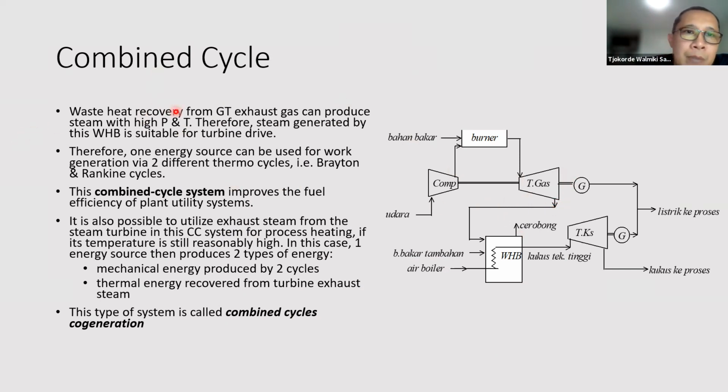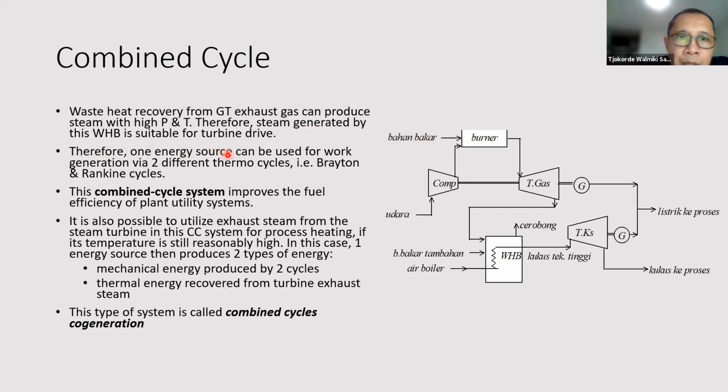Okay, so waste heat recovery from GT exhaust gas can produce steam. Again, GT will produce hot exhaust gas that in most cases is worthwhile to be used for steam boilers. Okay, so the steam generated by this waste heat boiler is generally suitable for turbine drive. You can produce steam at sufficiently high pressure and temperature to be used as a motive steam. Okay, so therefore one energy source, which is the fuel here.